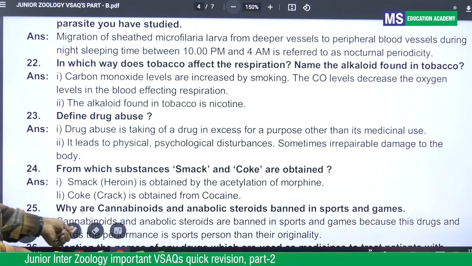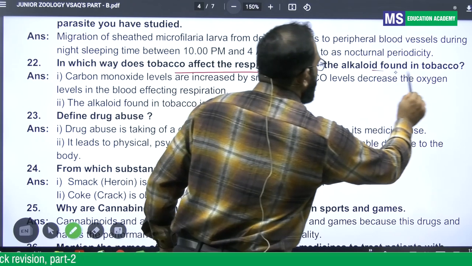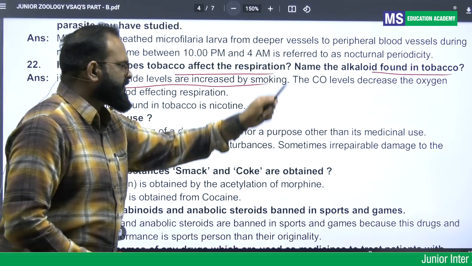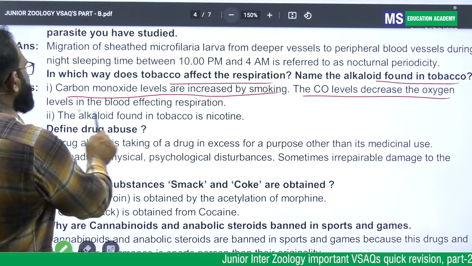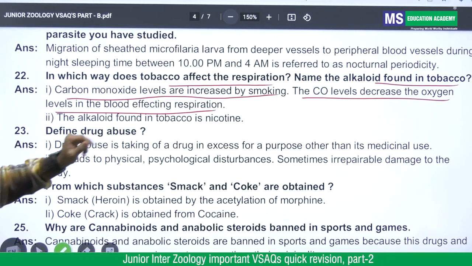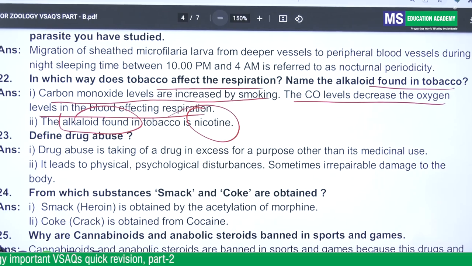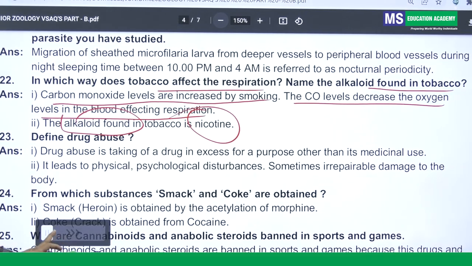In which way does tobacco affect respiration? Name the alkaloid found in tobacco. Carbon monoxide levels are increased by smoking. The carbon monoxide levels decrease oxygen levels in the blood, affecting respiration. The alkaloid found in tobacco is nicotine. Next question.